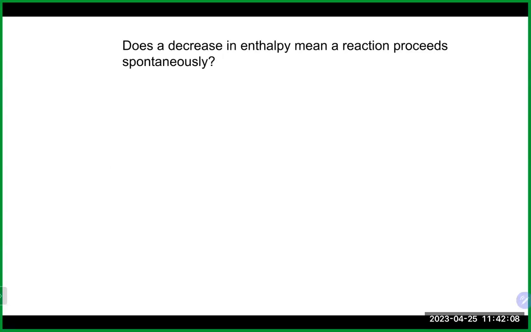So when we ask whether a reaction is spontaneous, what should we look at to help us decide whether or not this reaction will be spontaneous? Can we look at enthalpy as a measure of whether or not a reaction will be spontaneous? Once again, enthalpy being our delta H, either negative, which would be exothermic, or positive, which would be endothermic.